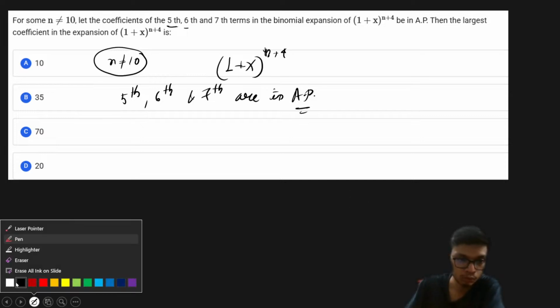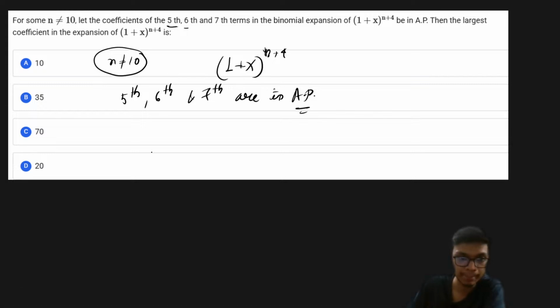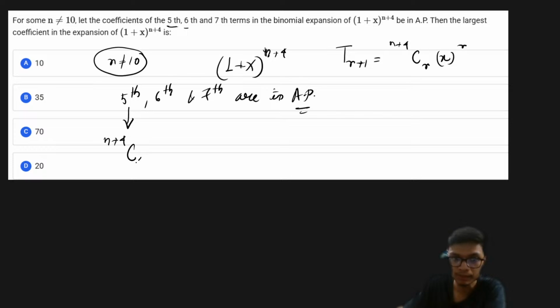So let us talk about what will be the coefficient. Let the coefficient of the fifth term be... again, let me write the general term here. The general term is going to be (n + 4)Cr x to the power r. So the coefficient of the fifth term will be (n + 4)C4, the coefficient of the sixth term is going to be (n + 4)C5, and the coefficient of the seventh term is (n + 4)C6.